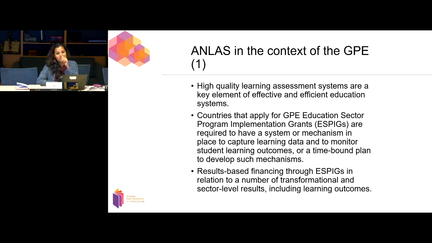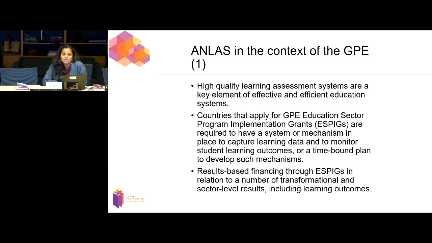If they don't have such a system or mechanisms, they are supposed to use a portion of the GPE financing to develop these mechanisms. For GPE, it's very much seen as an important lever in terms of our overall support to countries. Because in order to be able to improve learning outcomes, which is one of the central goals of the Global Partnership and its support to countries, being able to monitor learning outcomes and to have sound and reliable data in that regard is crucial.